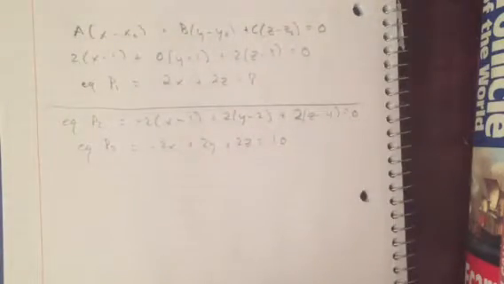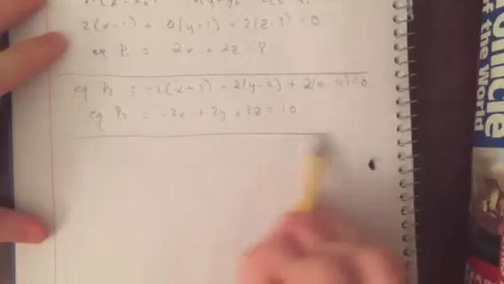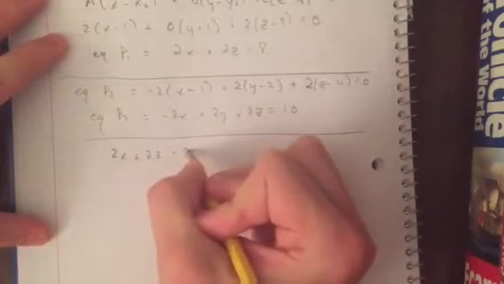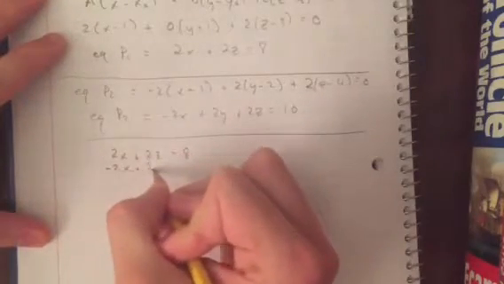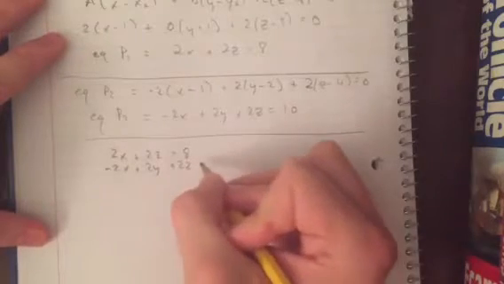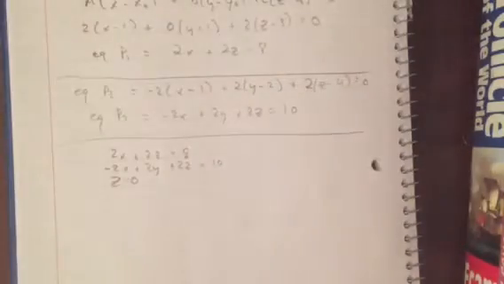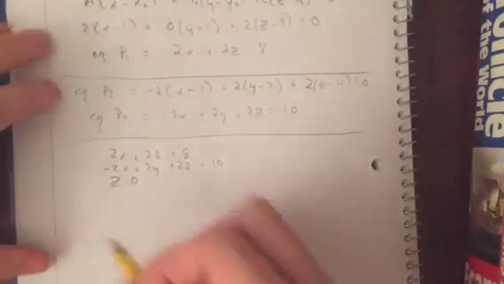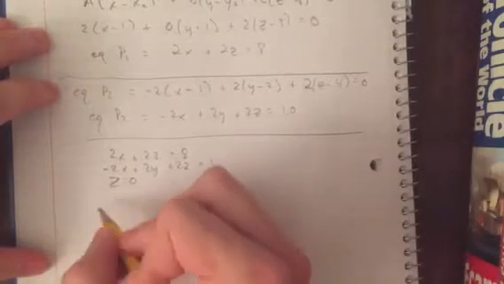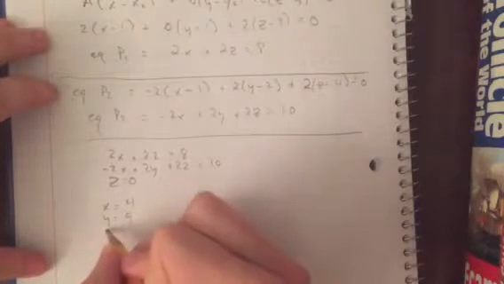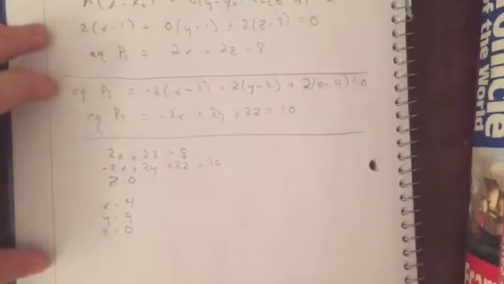So now, using a system of equations, we can solve this. You can do either substitution or elimination. I chose to do substitution. So let's set it up. 2x plus 2z equals 8. Negative 2x plus 2y plus 2z equals 10. And you add in z equals 0, so you can find these variables. So use substitution. I got x equals 4, y equals 9, and z equals 0.